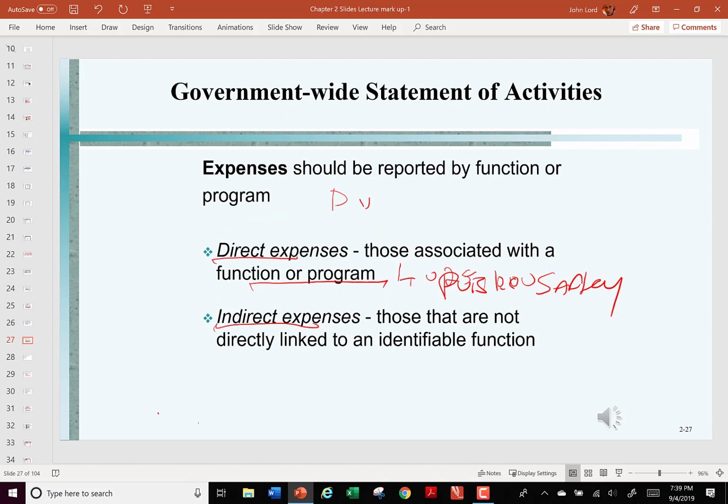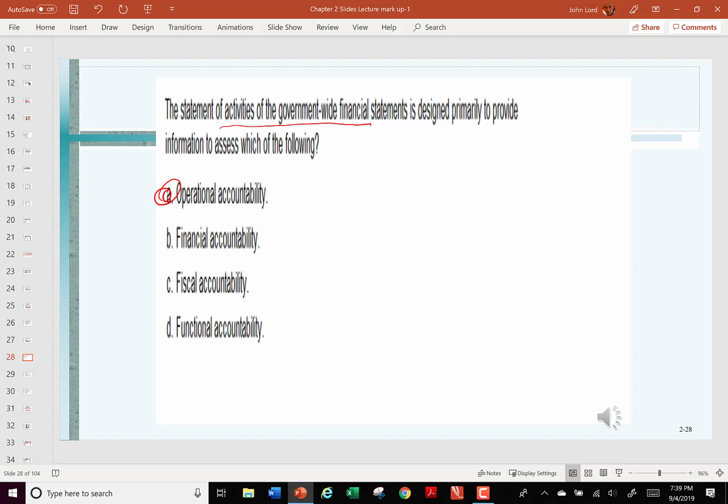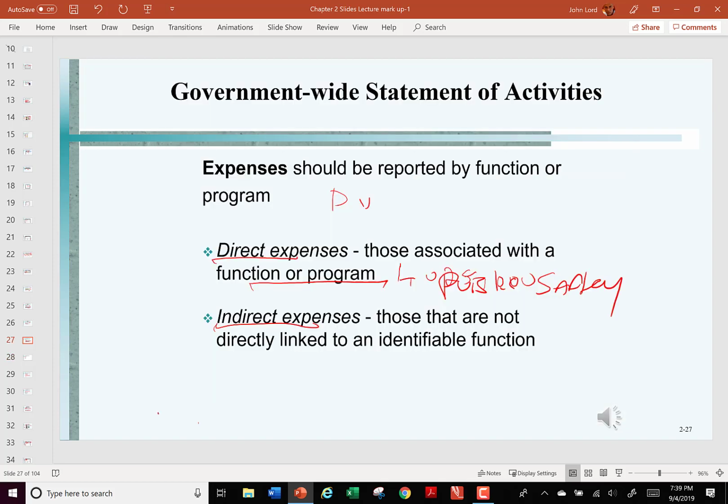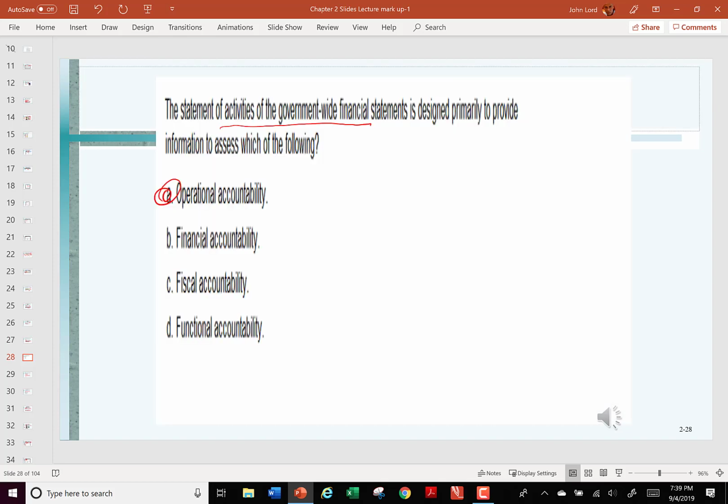Then what? Then we showed both direct and indirect expenses, and we focused on public safety. Remember we had that 35,000 for the indirect? I think it was 1,025,000 for the direct. Okay, so the statement of activities is a government-wide statement. The accountability of our government-wide statements is what? Operational accountability.